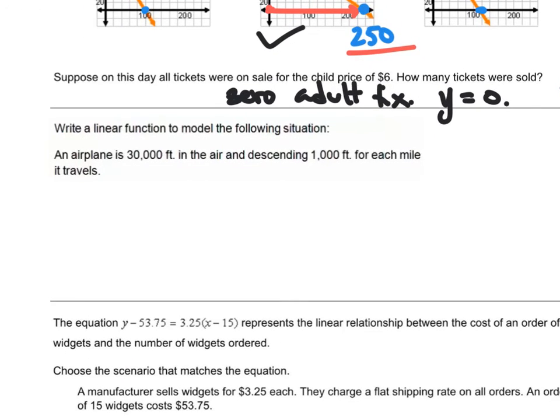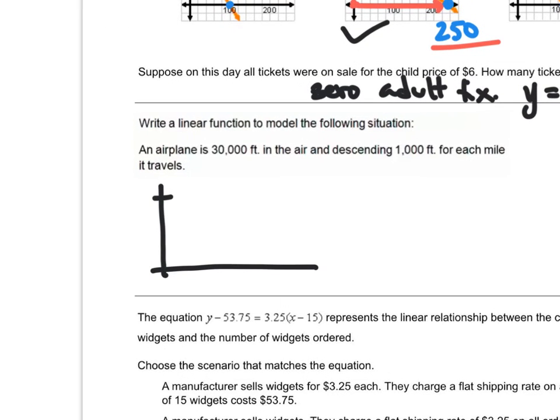It says, write a linear function to model the following situation. So an airplane is 30,000 feet in the air and descending 1,000 feet for each mile it travels, okay? So I like to draw a picture in this type of situation. I'm going to draw a graph, an x and y graph, and I'm going to say that the y-axis is height, and that's in feet, okay, and we'll call this 30,000.